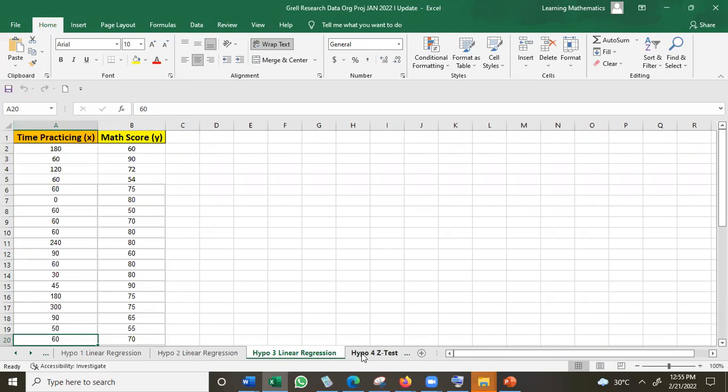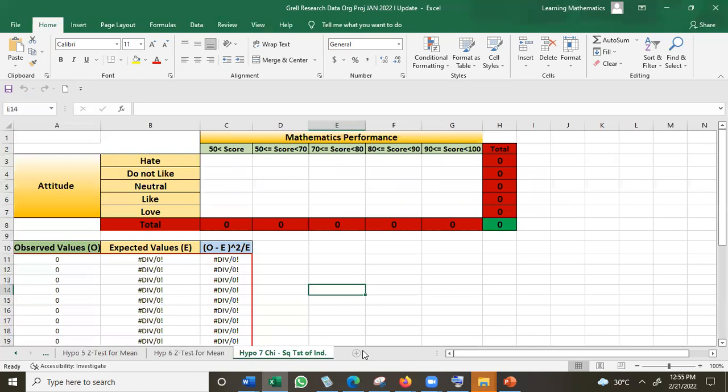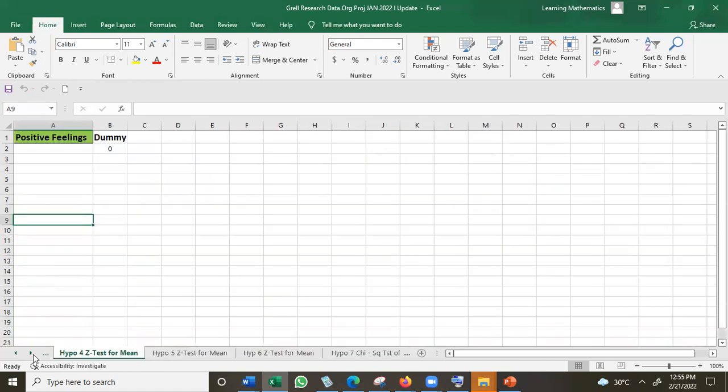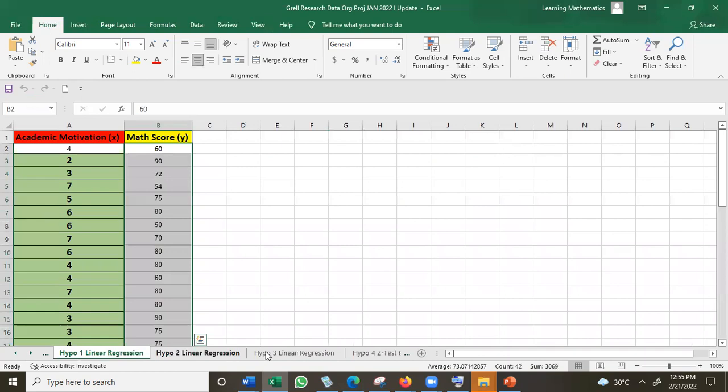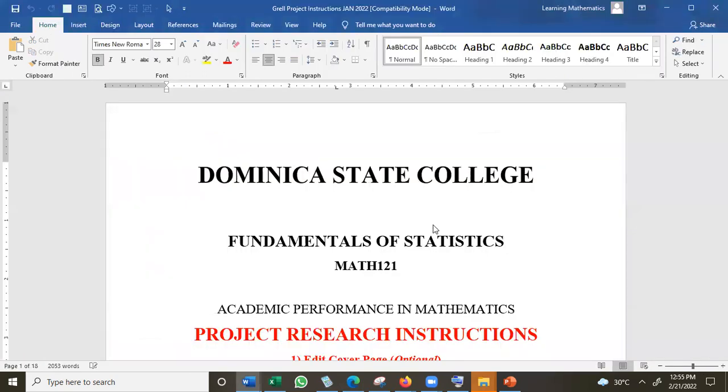Now, hypothesis 4, that's where you have hypothesis testing. Hypothesis 4, 5, 6, 7 is called hypothesis testing, that will be happening there. So the next step after you have completed your frequency tables and you have placed the data for the first 3 hypotheses for the regression, correlation regression, you go to your instructions, all right, project instructions.